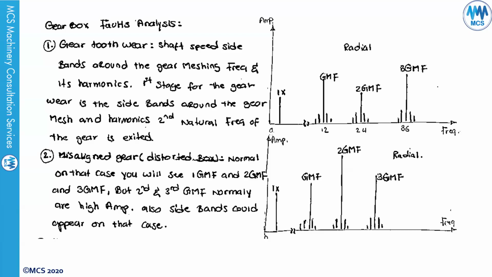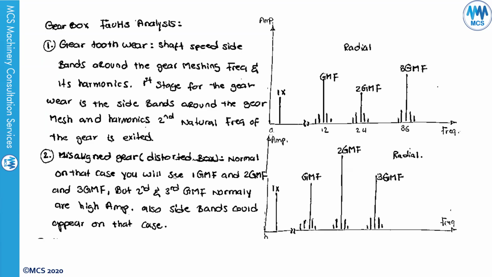For gearbox analysis, the first fault we have is gear tooth wear. You can see the shaft speed sidebands around the gear meshing frequency. You'll see the gear meshing frequency, the second and the third harmonics. As you can see here, this is an indication of gear tooth wear, and the vibration will be higher at the gear meshing frequency and the third harmonic of the gear meshing frequency.